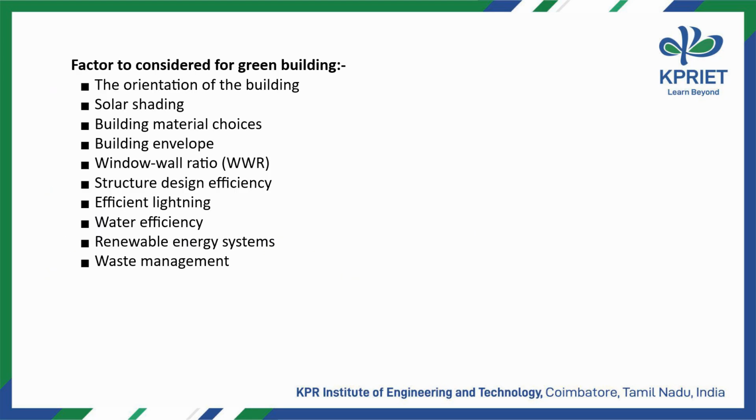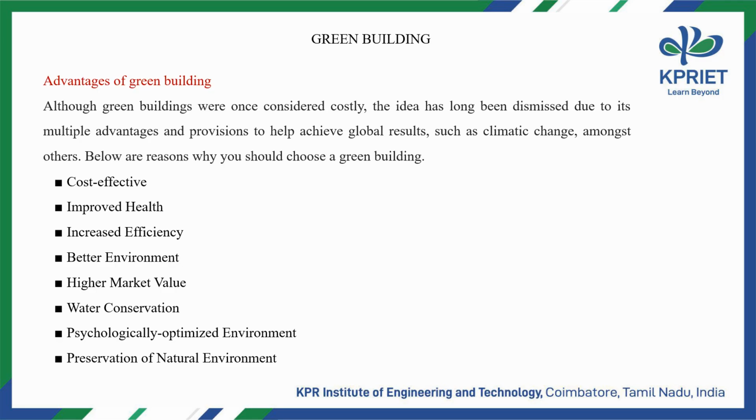Factors to be considered for green building: the orientation of the building, solar shading, building material choices, building envelope, window wall ratio (WWR), structure design efficiency, efficient lighting, water efficiency, renewable energy systems, waste management.